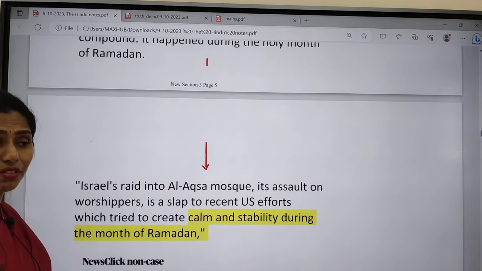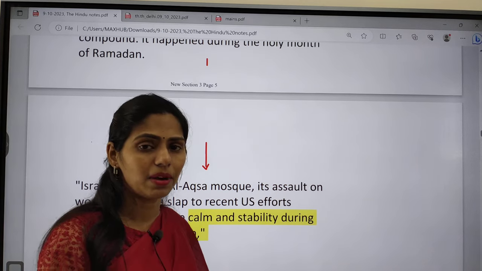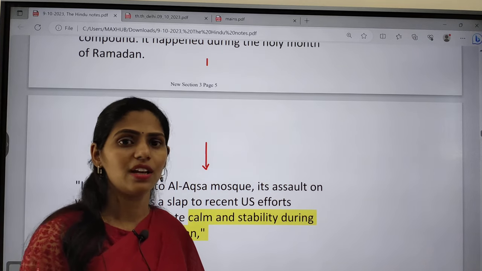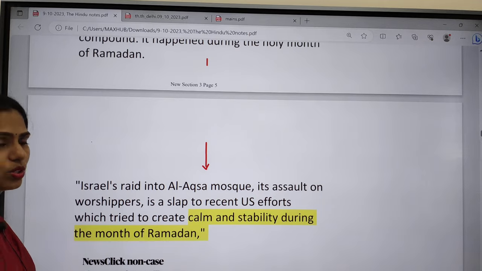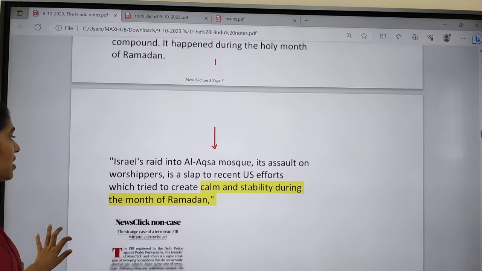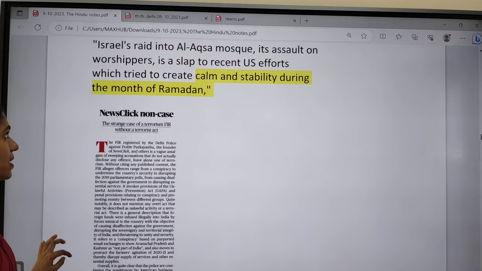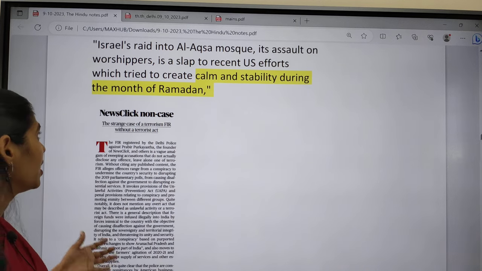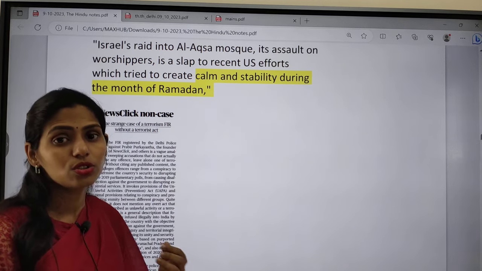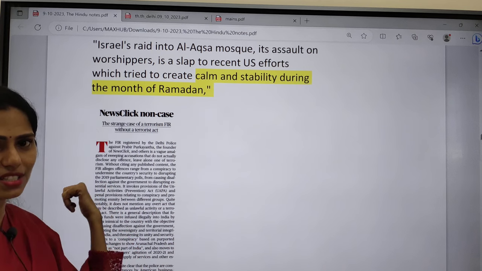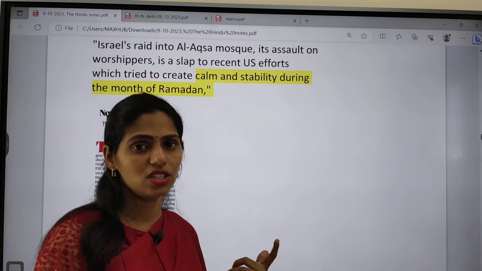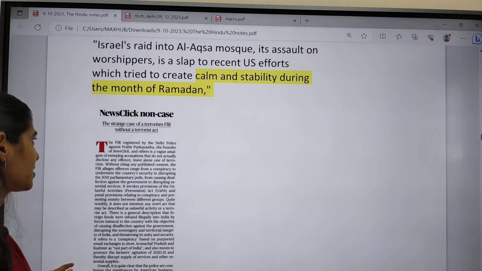Everything happened in the important month of Ramzan, when Muslims observe the Roza, and Israelis raided the Al-Aqsa Mosque. It is an assault on the worshippers and a slap to recent US efforts to bring calm and stability during the month of Ramadan. So this is the issue between Israelis and Palestinians regarding the Al-Aqsa Mosque.